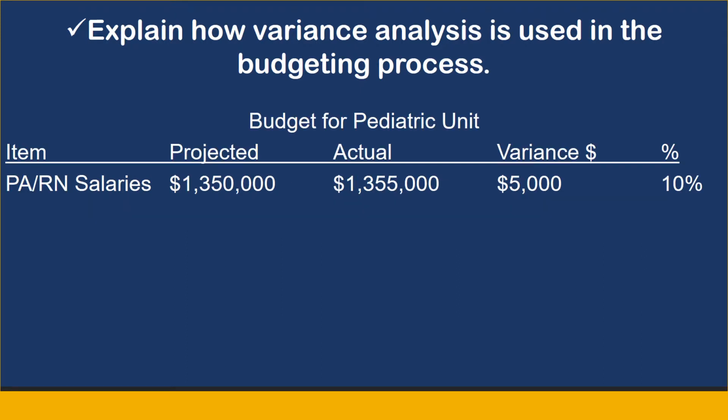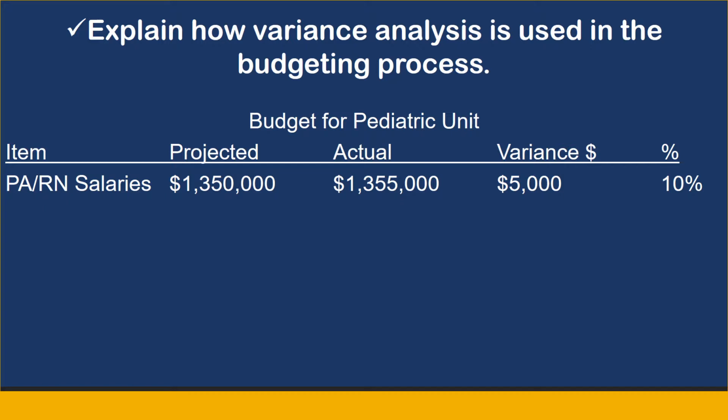Mark is a manager in a hospital's pediatric unit. He is responsible for managing the unit's budget as well as ordering all supplies and making staffing decisions. In his budget at the beginning of the fiscal year, he projected $1,350,000 for salaries. When he conducted his year-end review of the budget, he noticed a variance in the salary section.